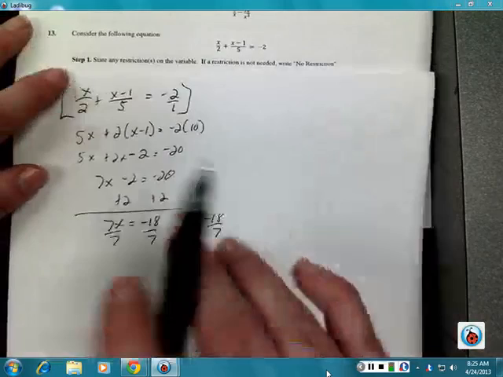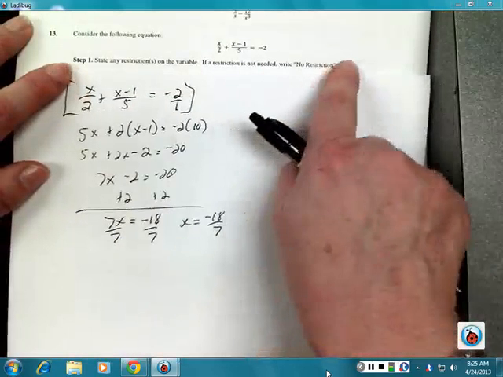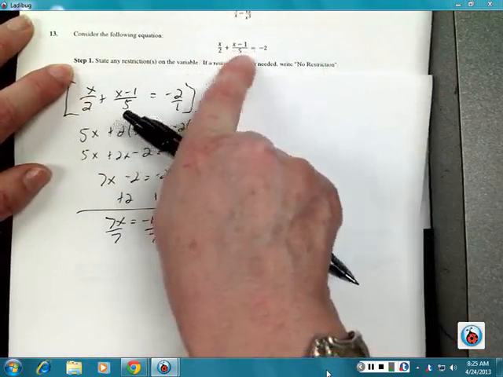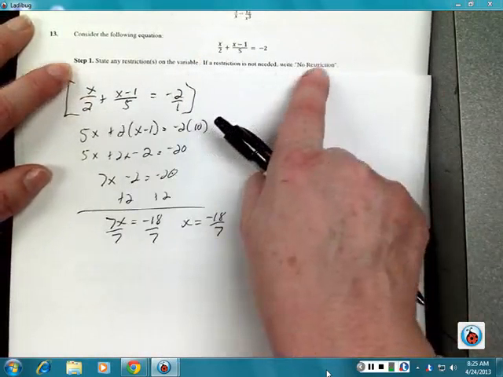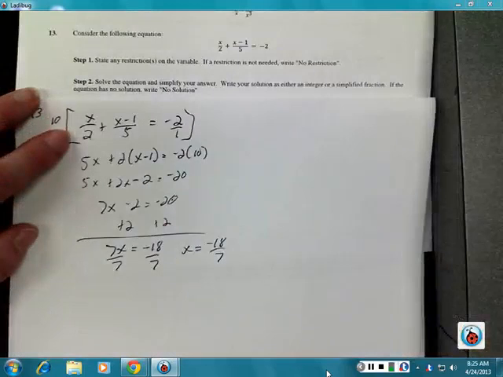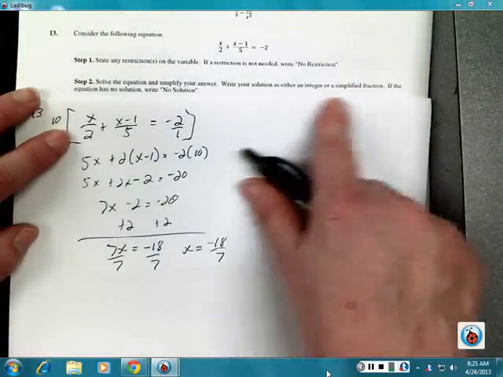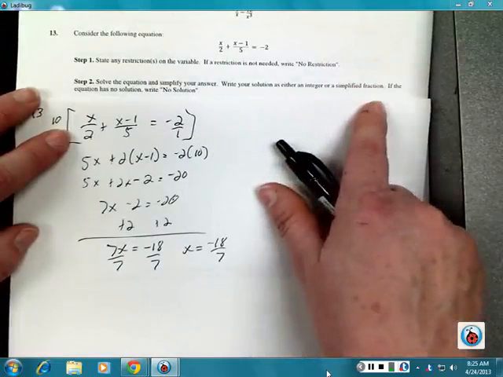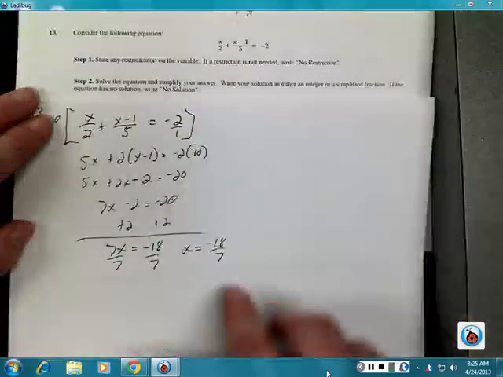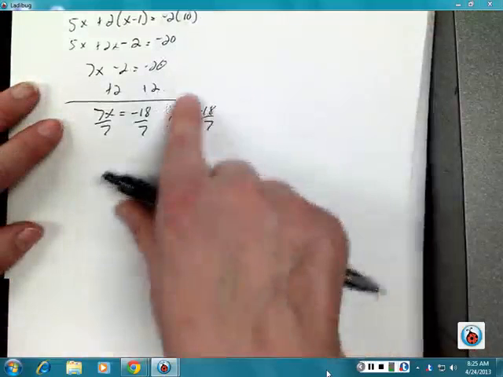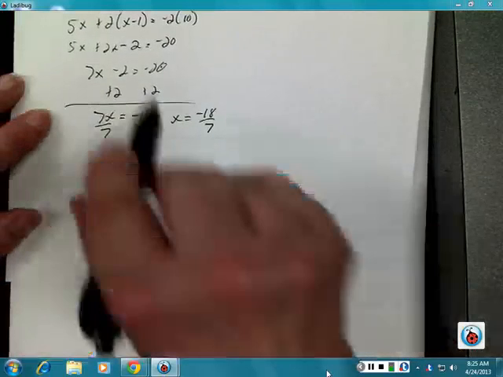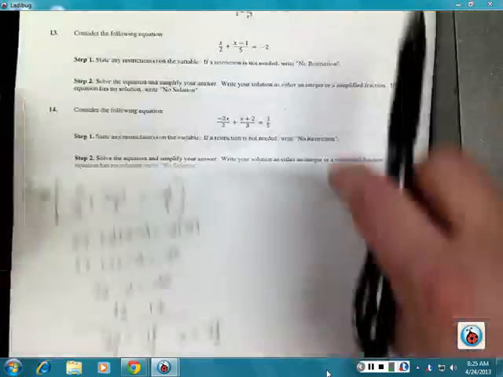Step 1 was stating whether there are any restricted values. Do I have any restrictions? I don't, because I have no x's in the bottom. So there are no restrictions for this one. And then step 2 was solve the equation and simplify your answer. Write your solution as either an integer or a simplified fraction. If the equation has no solution, write no solution. And so that's what we did. We came up with our answer down here of negative 18 over 7. But in your exam, it will not ask you whether your denominator is a restricted value or not.